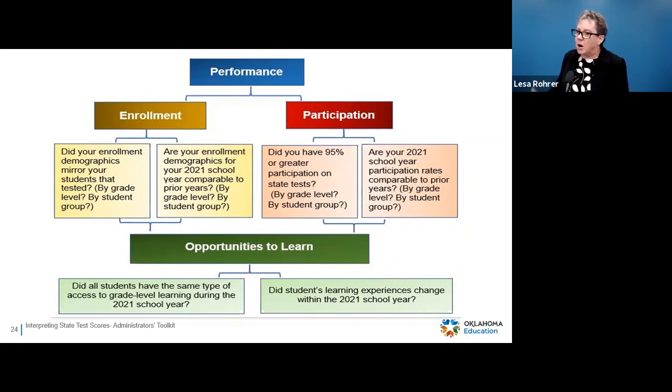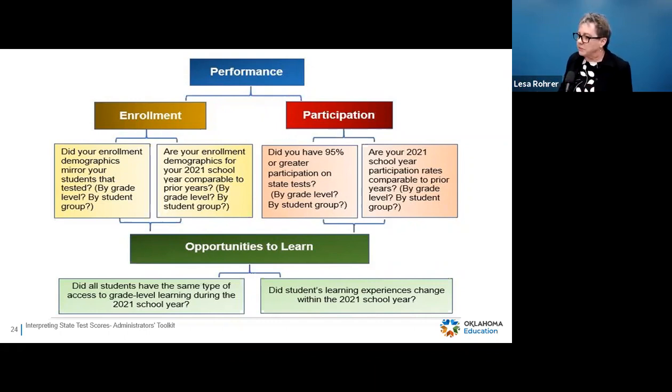The other question, are our enrollment demographics for 2021 comparable to prior years? So are we serving the same types of students? Again, by grade level and by student group. Then participation, that threshold. Did we have 95% or greater participation on tests? Again, that's by grade level and it's by student groups. And going back in time, are our 2021 school year participation rates comparable to prior years? And as we saw in the example before, they went from 100% to ranging from 100% to 83%.